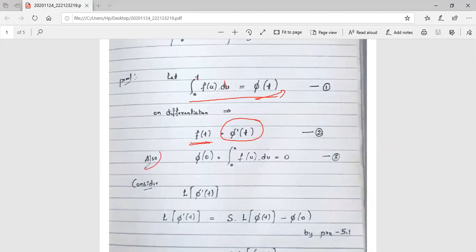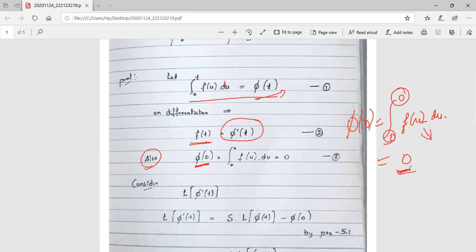And also we will get phi of 0. If you take phi of 0, you will write integral from 0 to 0 of f of u du. When we take the lower limit and upper limit both as 0, then the resultant will automatically be 0 only. We call this equation number 3.